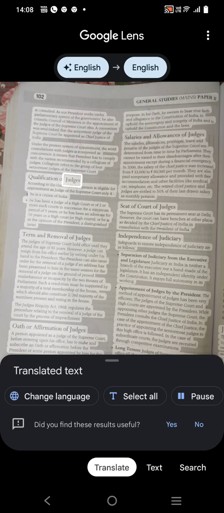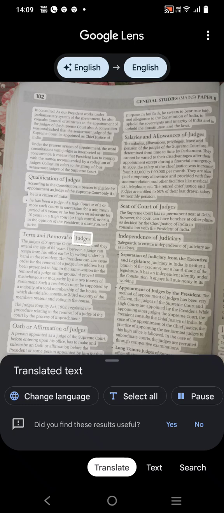Qualification of judges. According to the Constitution, a person is eligible for appointment as a judge of the Supreme Court only if he is a citizen of India, and he has been a judge of a High Court or of 2 or more such courts in succession for a minimum period of 5 years, or he has been an advocate for 10 years in a High Court or High Courts, or he is, in the opinion of the President, a distinguished jurist.